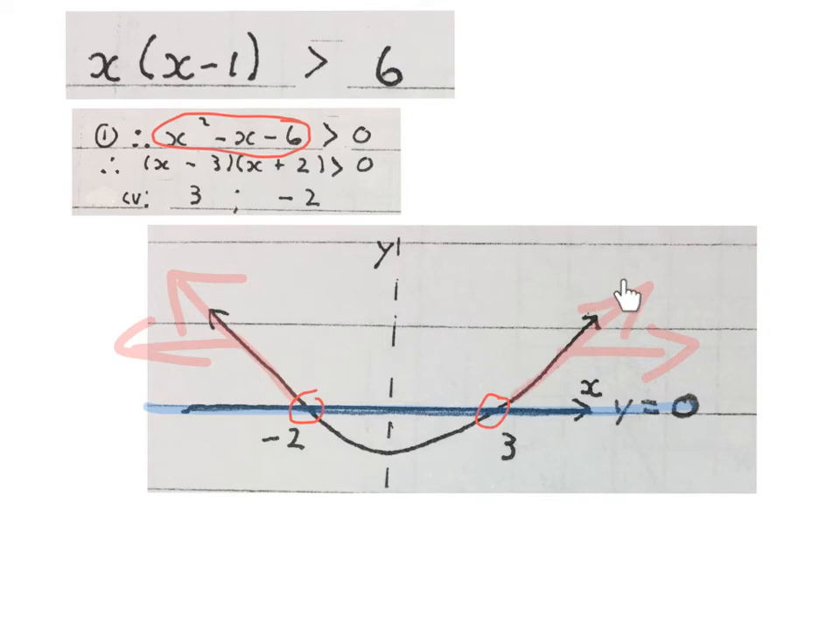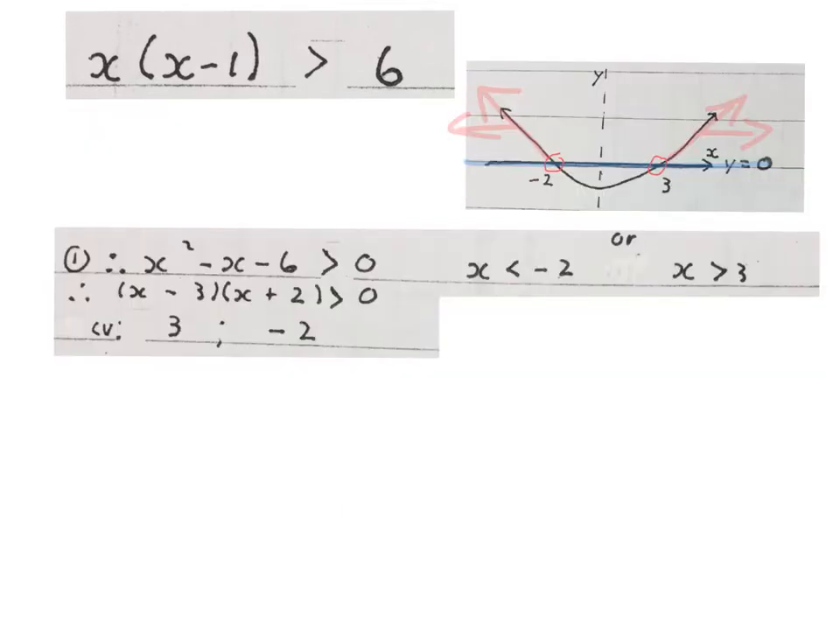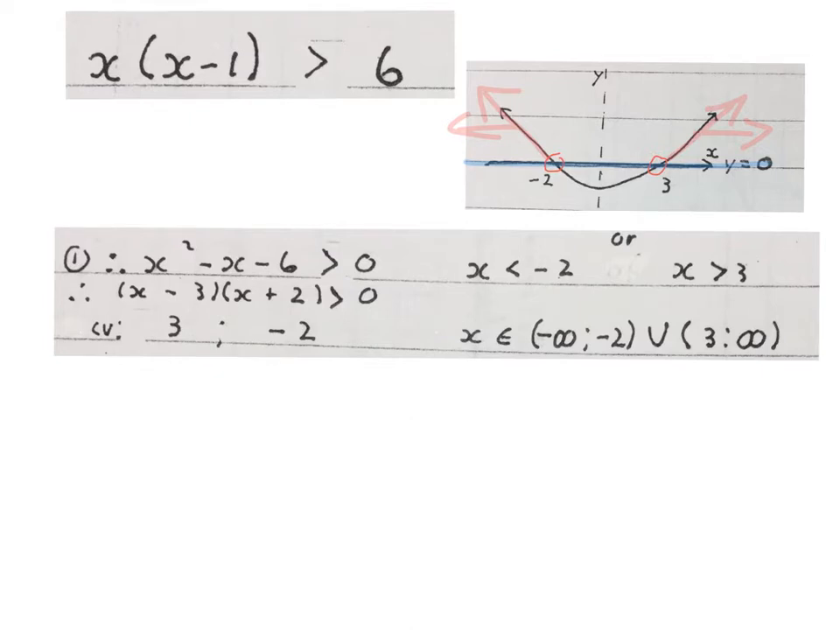So that is this red part over here, where the parabola is bigger than 0. 0 is the blue line here, and the parabola is bigger than 0 there and there. So we need to find the x values over here and over here. The answer to this question will then be x is smaller than minus 2 or x is bigger than 3. You may also write it in interval notation like this, which says x is an element of from minus infinity up to minus 2 excluding minus 2, or from 3 excluding 3 up to infinity. Stop the video and get your brain around this.